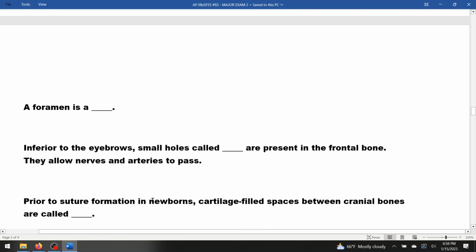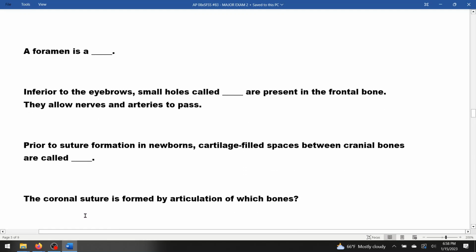Prior to suture formation in newborns, cartilage fills spaces between the cranial bones. We call them soft spots in common speech, but the fancy word is fontanelles. The coronal suture is formed by articulation of which bones? Well, it's the suture that's in between the frontal bone and the two parietal bones.